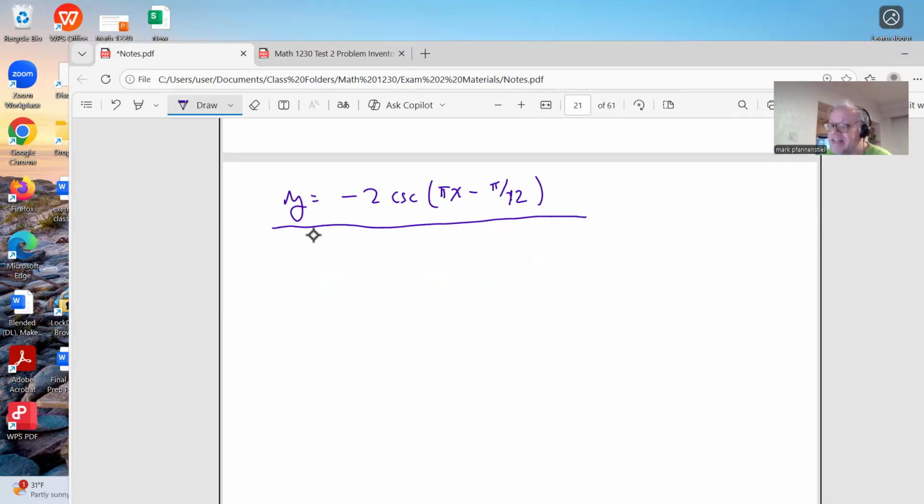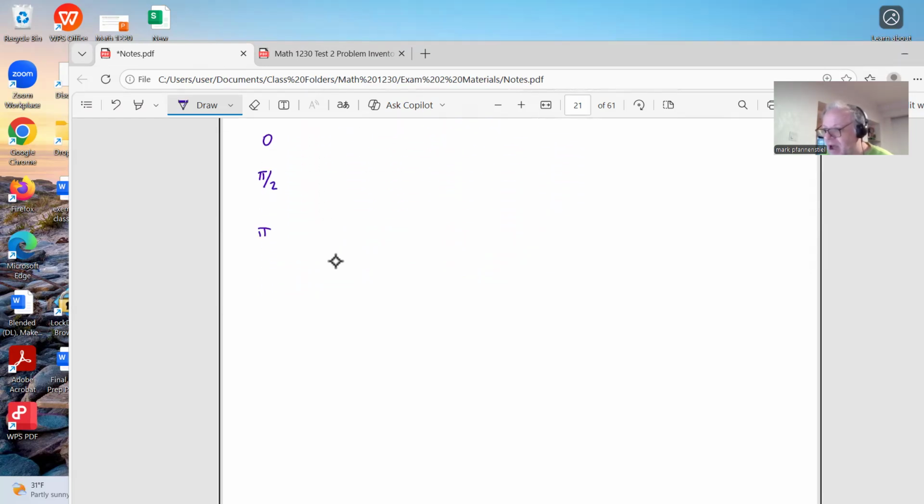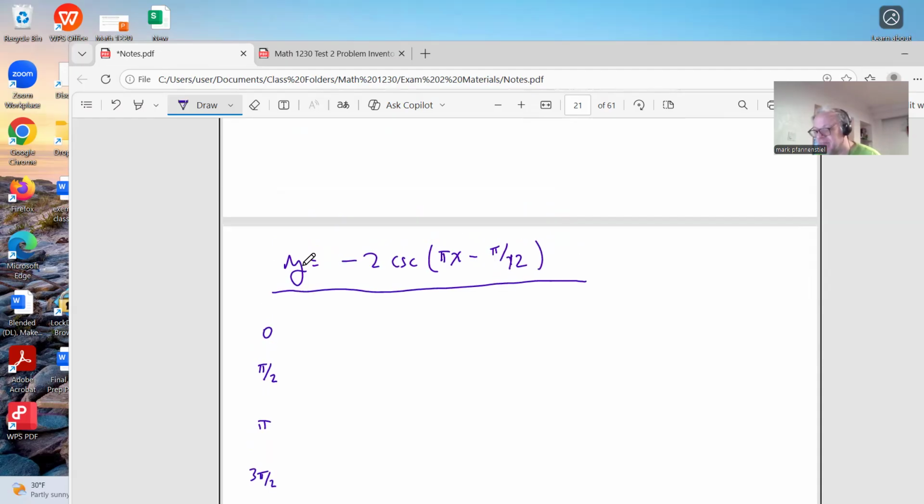So cosecant is the reciprocal function of sine. If I'm graphing sine, what I would want to do for a parent function is graph 0, pi over 2, pi, 3 pi over 2, and 2 pi. Those are the things I'd really like to graph. That makes graphing sine really easy. So what I'm asking here is, what does x have to be so that pi x minus pi over 12 is equal to 0?